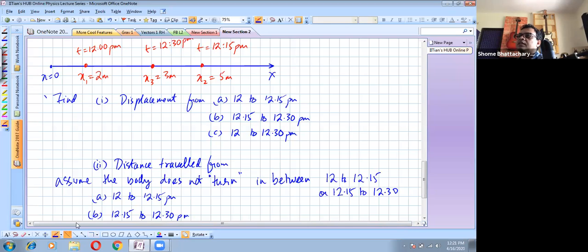So in effect, what I'm saying in this statement here is that the body is not doing this kind of motion, going forward, back, and then reaching 5 meters. It's making a straightaway motion without any U-turn from 12 to 12:15. And then again, it's making a straight motion without any U-turn from 12:15 to 12:30. So we have to make that assumption for the second part, for calculating the distance traveled.